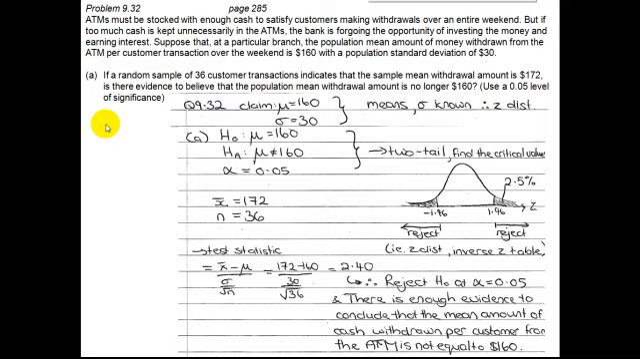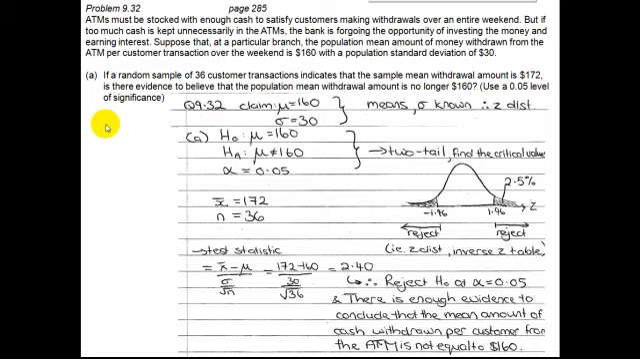If we now have a look at part A, we're told if a random sample of 36 customer transactions indicates that the sample mean withdrawal amount is $172, is there evidence to believe that the population mean withdrawal amount is no longer $160? And we're told to use a 5% level of significance.